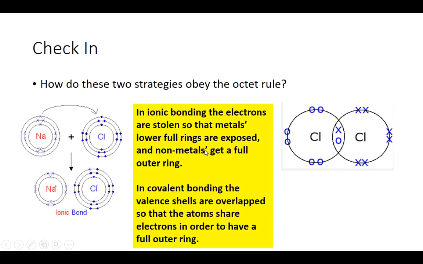For covalent, the valence shells are overlapped, like literally overlapped. They kind of merge them together so that the valence shells are then sharing 2 electrons. One is being shared to the other for both atoms. And in this way, they're both able to have 8 electrons in their valence shell.